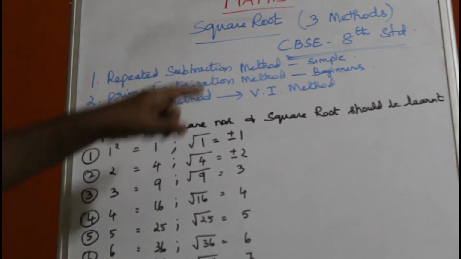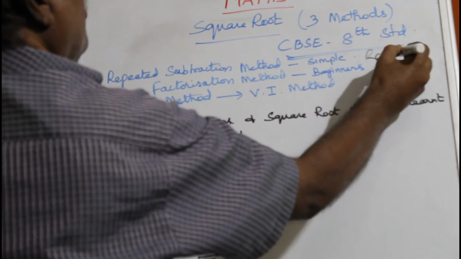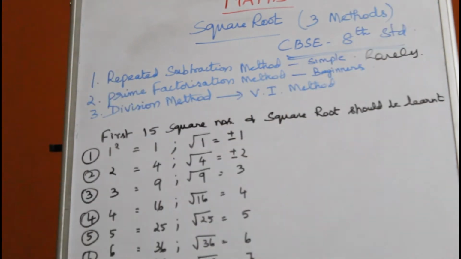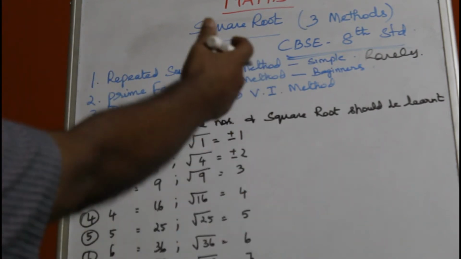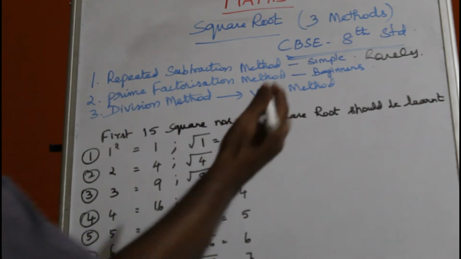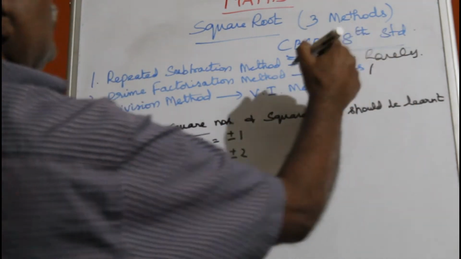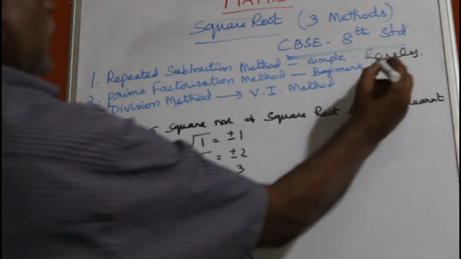This repeated subtraction method is a simple method and rarely asked. This will be just for a 1 mark question. It is like a fun question. So this repeated subtraction method is a minor question, that's why it's put simply or rarely asked. Prime factorization method is meant for beginners starting to learn the easy way. So prime factorization is like a starting method.